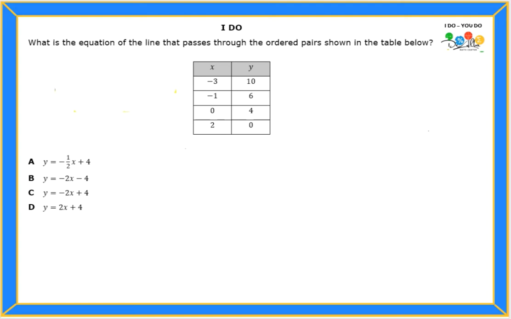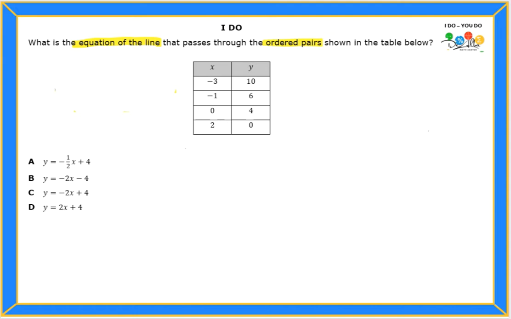Hello students, let's read the problem. It says, what is the equation of the line that passes through the ordered pairs shown in the table below? So let's look at the information that is given to us. They want me to find the equation of the line, and they are giving us ordered pairs, which you see on the table with x and y values.